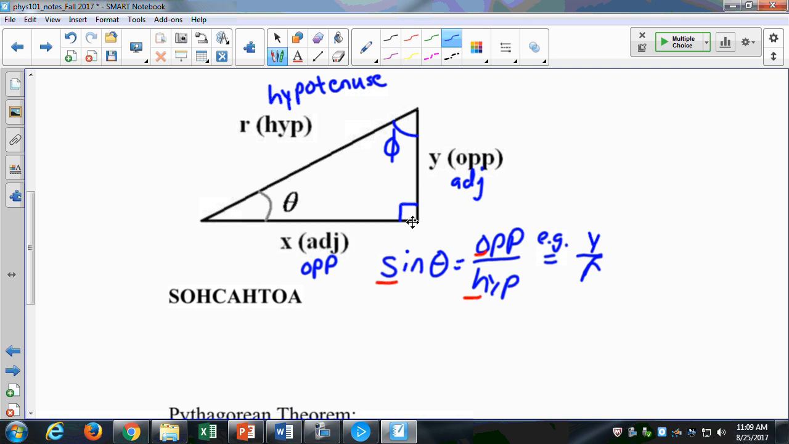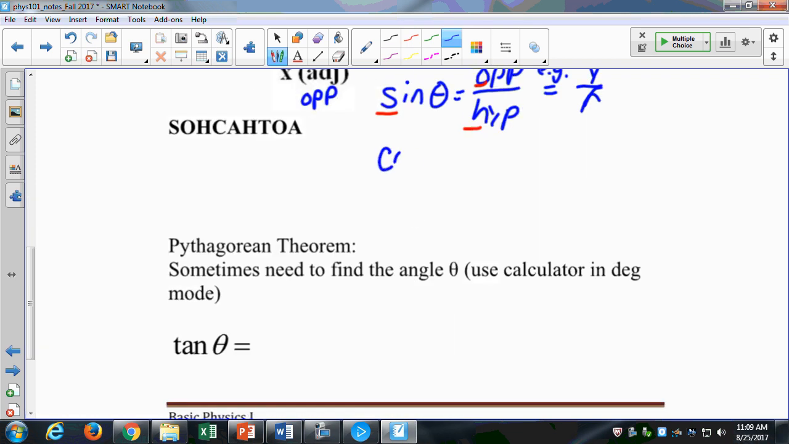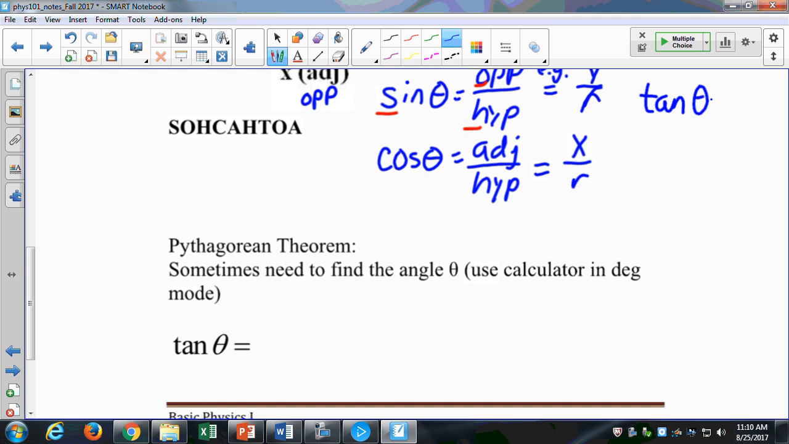The cosine of the angle theta is adjacent over hypotenuse. In this case, it's going to be x over r. And then TOA: the tan of the angle theta is equal to opposite over adjacent. In this case, that's going to be y over x. So you need to know your sine, cosine, and tan functions, because we'll use those a lot beginning in chapter 3, and then throughout the entire semester.